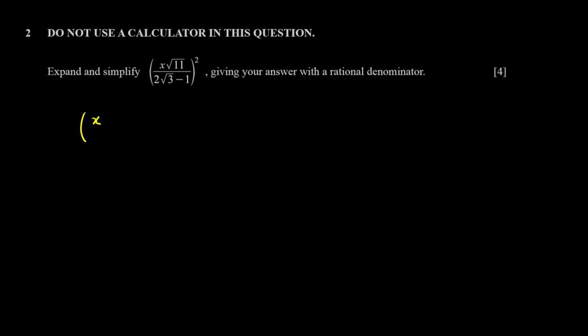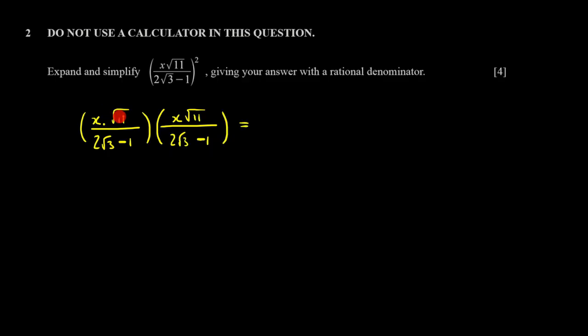We've got x times the square root of 11 all over 2 root 3 minus 1. And if we're squaring this, it may be helpful for some of you just to rewrite it again. So x times root 11 over 2 root 3 minus 1. Okay, well, let's expand the numerator.